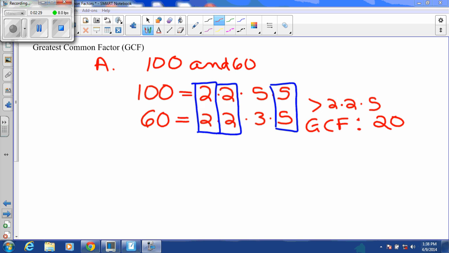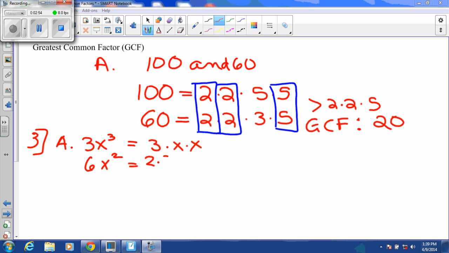You can find the greatest common factor of monomials in a similar way. Let's look at the monomials: 3x cubed and 6x squared. We're going to break these apart into their smallest prime factors. 3x squared becomes 3 times x times x. 6x squared becomes 2 times 3 times x times x.